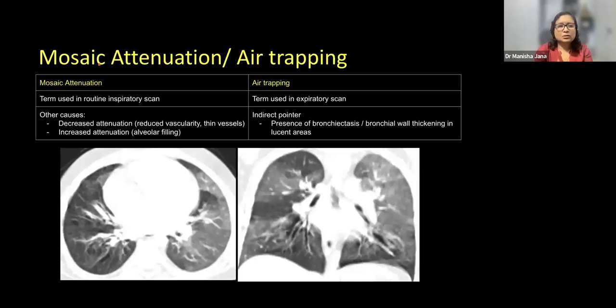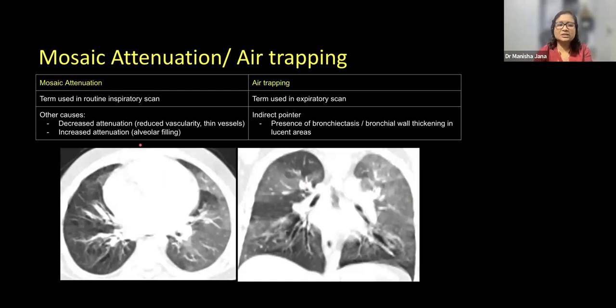Now, these two terms many times create confusion: mosaic attenuation and air trapping. What do they mean? Whenever we are not doing any expiratory CT, which is very difficult to obtain in children unless there is a dedicated anesthesiologist who is ready to give apnea, in that case, in a routine scan, we call this mosaic attenuation.